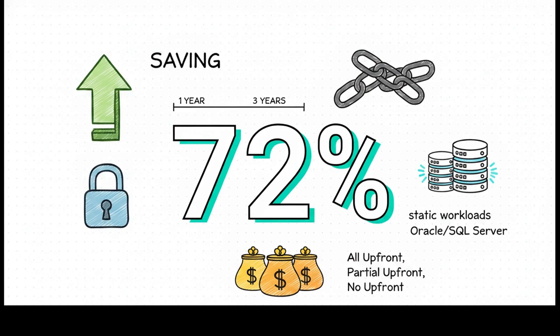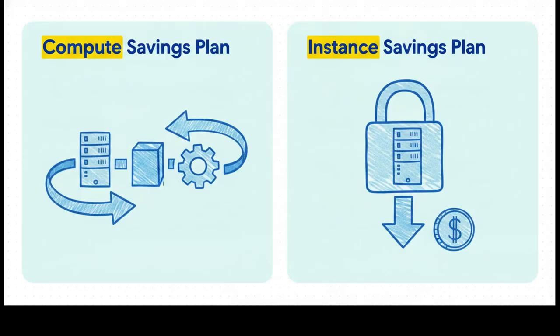RIs are fantastic for those ultra-static workloads. Think of a core legacy Oracle or SQL Server database that's just going to sit on the exact same instance type for years. But let's be real, modern cloud architectures are rarely that static, right? And that's exactly why AWS introduced savings plans. Instead of committing to a specific piece of hardware, you're just committing to a specific dollar per hour spend. A compute savings plan is incredibly flexible. It covers different instance families, sizes, operating systems, and even stretches across EC2, Fargate, and Lambda. On the flip side, an EC2 instance savings plan locks you to one instance family in a specific region, but it's flexible on size and gives you a chunkier discount.